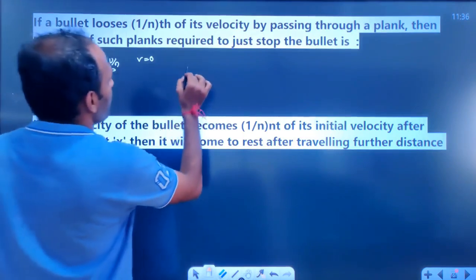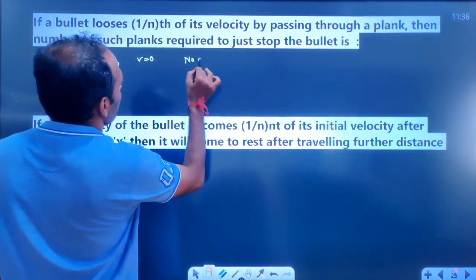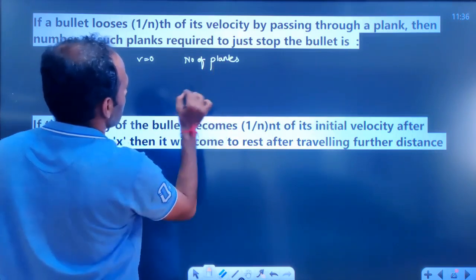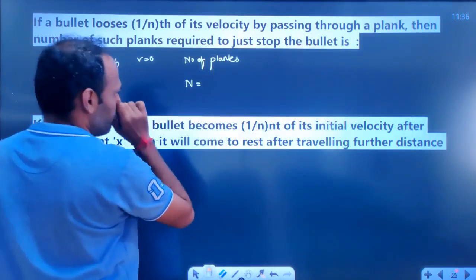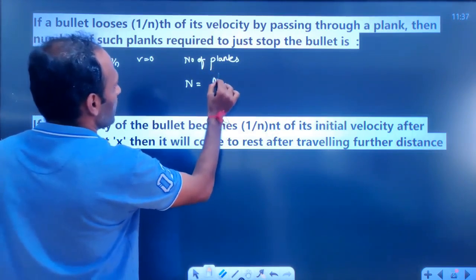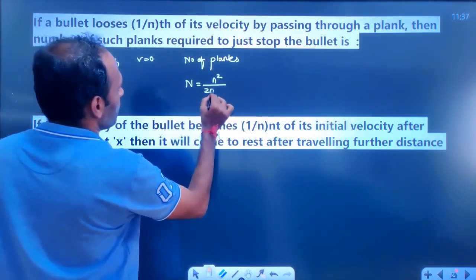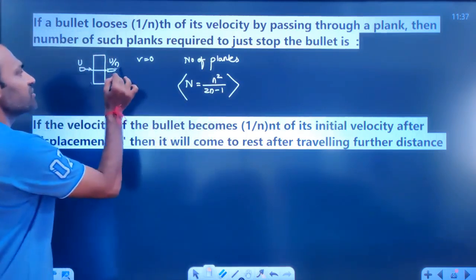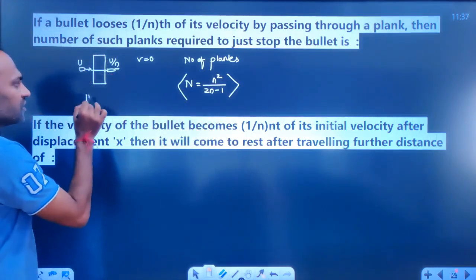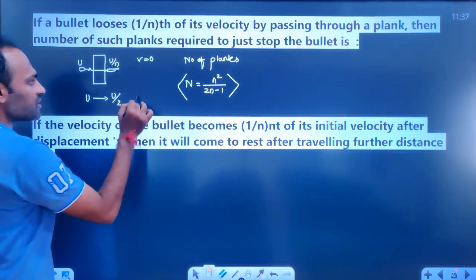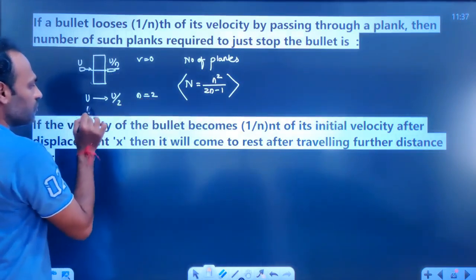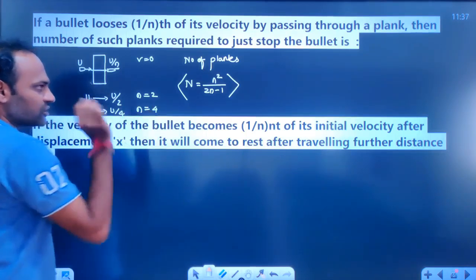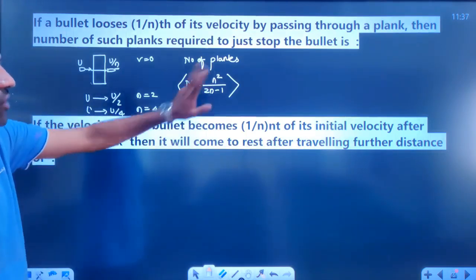So to calculate the number of planks, we have the formula: number of planks is equal to n square divided by 2n minus 1. This is the formula where n means how many times it has reduced. u ಇದ್ದದ್ದು suppose u/2 ಆಗಿತ್ತಪ್ಪ ಅಂತಂದ್ರೆ n is equal to 2. u ಇದ್ದದ್ದು suppose u/4 ಆಗಿತ್ತಪ್ಪ ಅಂತಂದ್ರೆ n is equal to 4. So how many times it has reduced, that we should take as n.